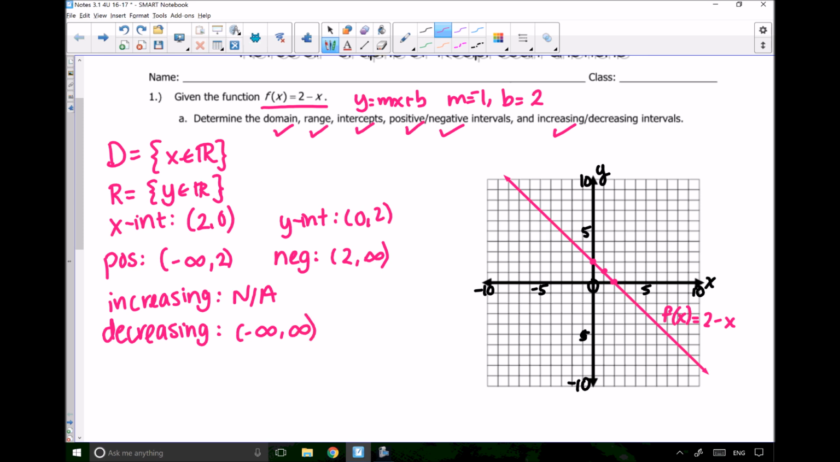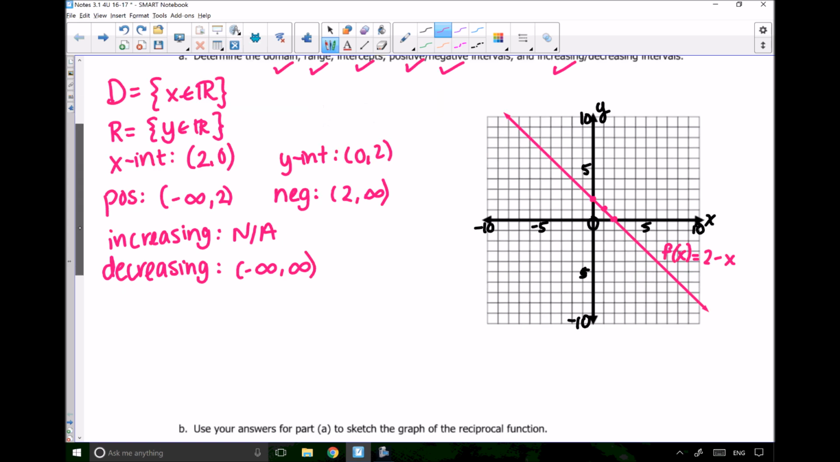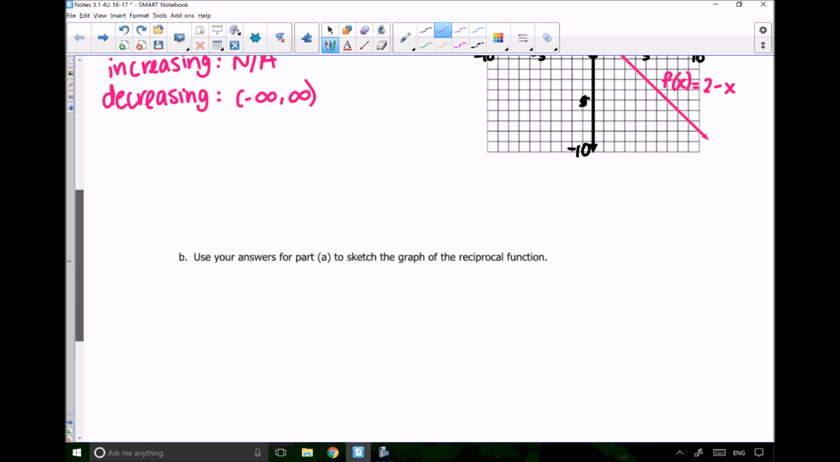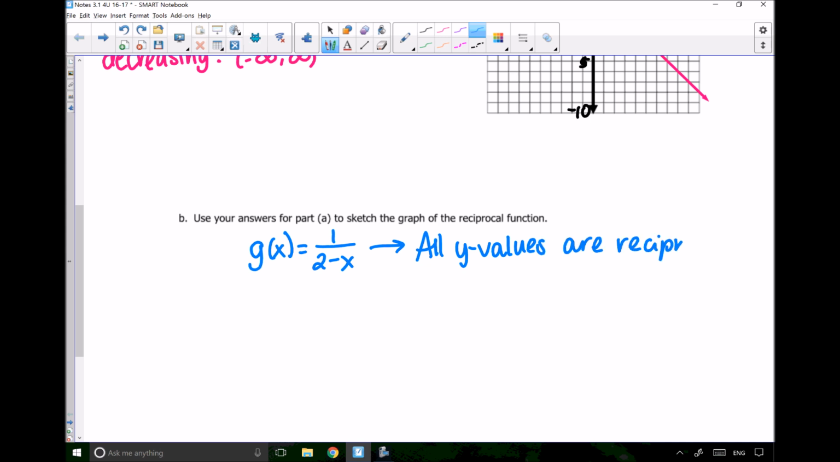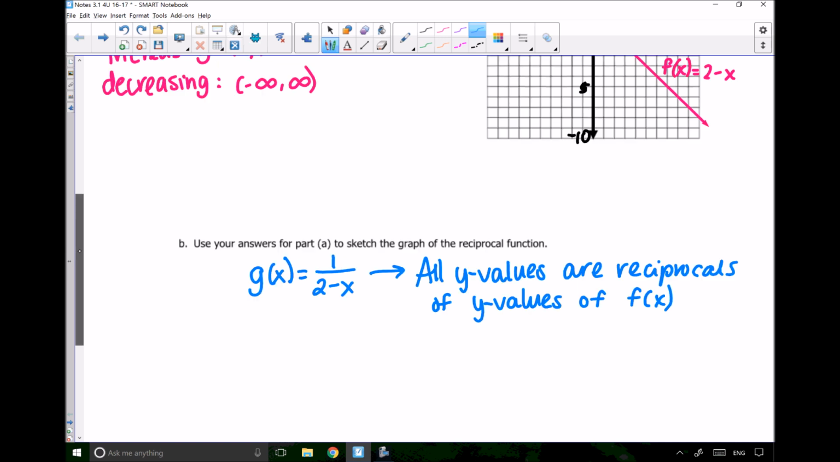Okay, so now question B says use your answers for part A to sketch the graph of the reciprocal function. Well, my reciprocal function then would be g of x, we're going to call it something different, so you can use any letter you want, is equal to 1 over 2 minus x. Now, one thing that we need to make a note of is that all our y values are reciprocals of the y values of f of x. Okay, so what does this mean then for me?